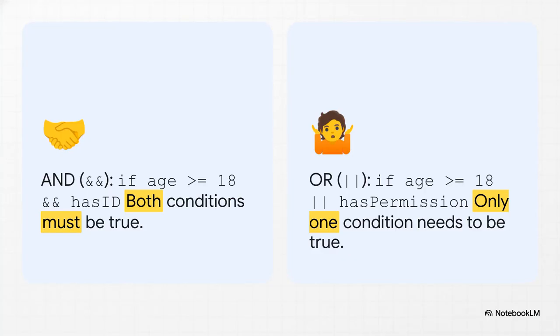And here's where it gets even more powerful. We can combine rules. If you use the logical and operator, that's the double ampersand, both conditions have to be true for the whole thing to be true. But with the logical or, the double pipes, only one of them needs to be true. This gives you a ton of control over how you build your logic.